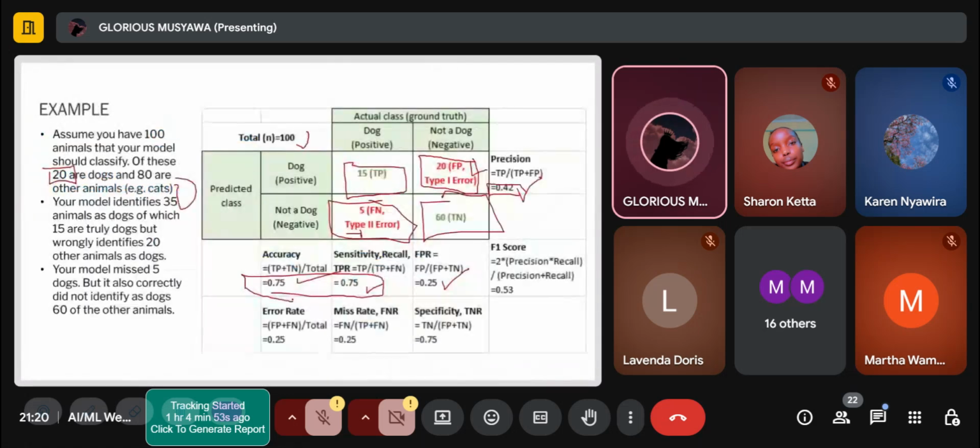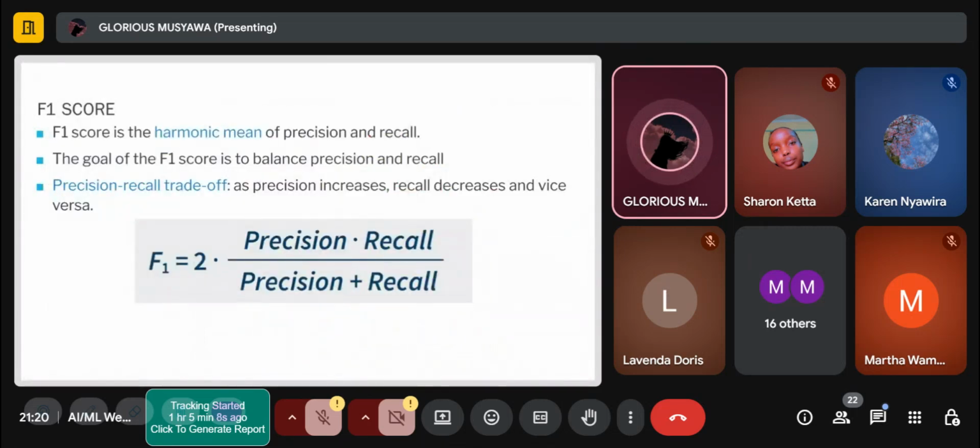Now we have another metric, the F1 score. From the formula, it's 2 times precision times recall over precision plus recall. Sorry guys, I just feel like these terms are so much interconnected. F1 score is the harmonic mean of precision and recall. The goal of F1 score is to balance precision and recall. As you can see, precision and recall mostly focus on the true positive class.